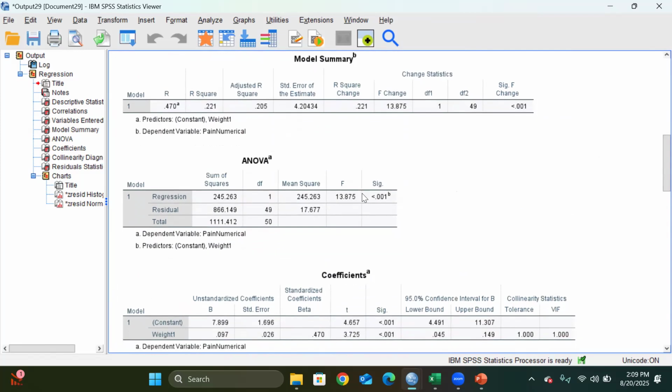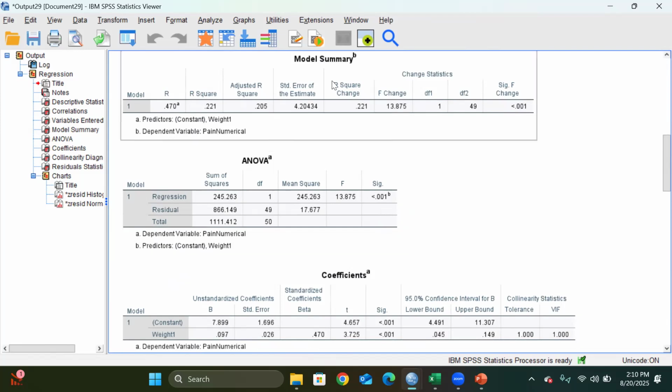First I will look here in the ANOVA. It is less than 0.05, so our regression model is significant. If our regression model is significant, our whole result is significant. There is a significant positive correlation between weight and pain. If your weight is more, you will have more pain in your joints. Still, I want to see how much weight increase is causing the increase in pain.